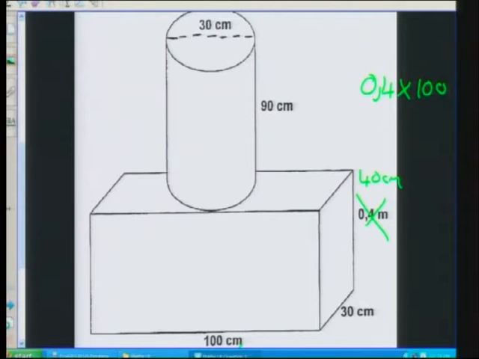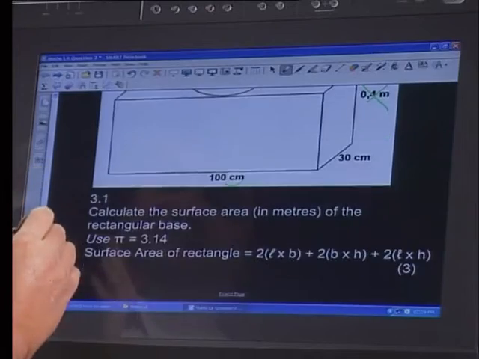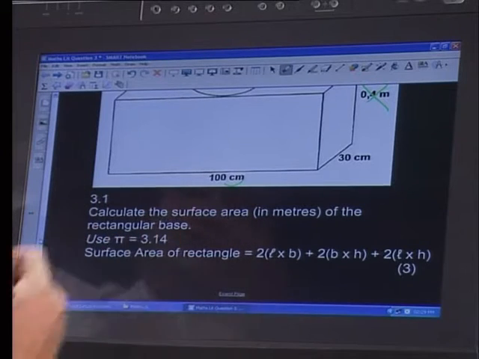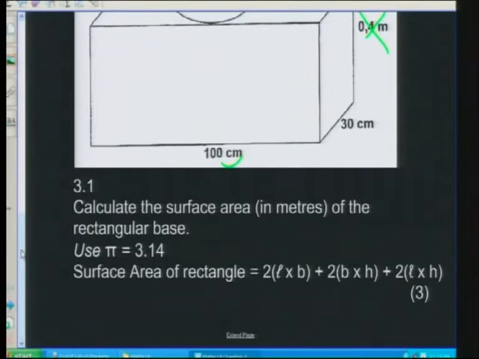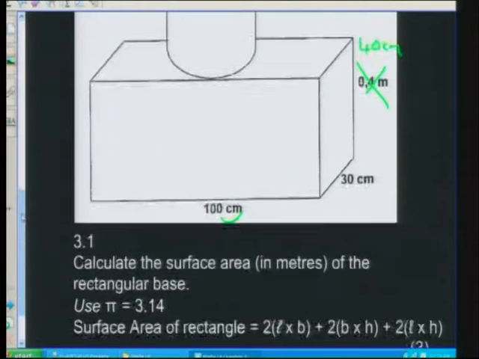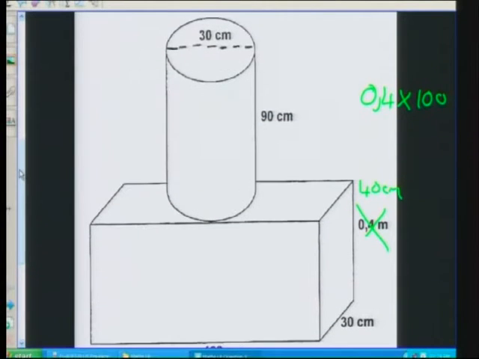Now we've sorted that out. Everything now is in the same unit. Because everything's in the same unit, I can begin with my questions and I'm not going to make a careless error. First question says, calculate the surface area in meters of the rectangular base. Now, my giddy aunt, what I've actually done is changed my meters to centimeters. That's not a train smash, but it just means that when I calculate everything in centimeters, I've got to remember to convert my final answer back to meters.